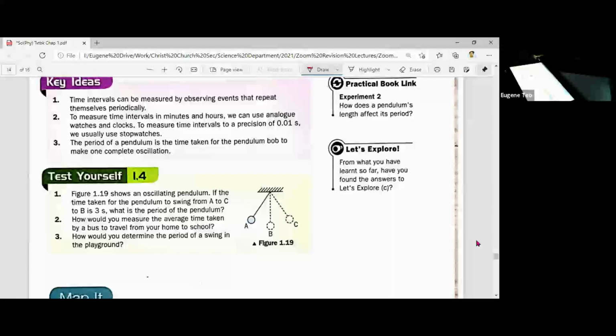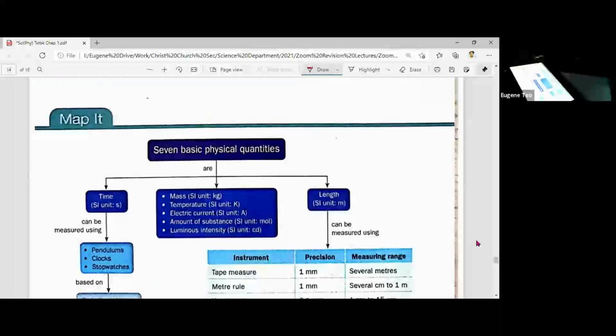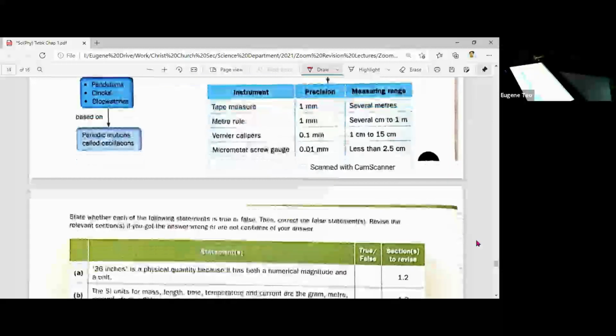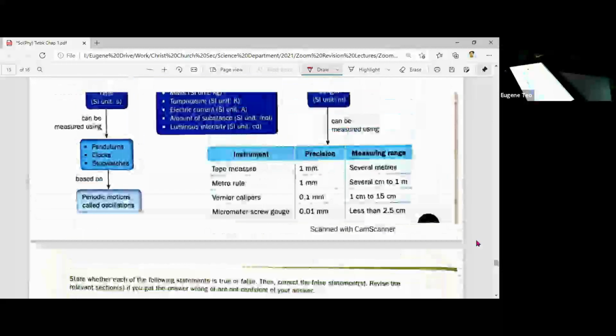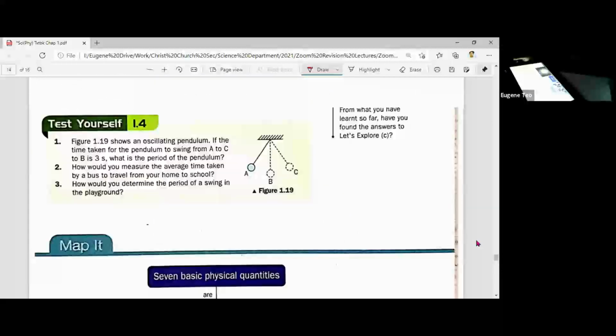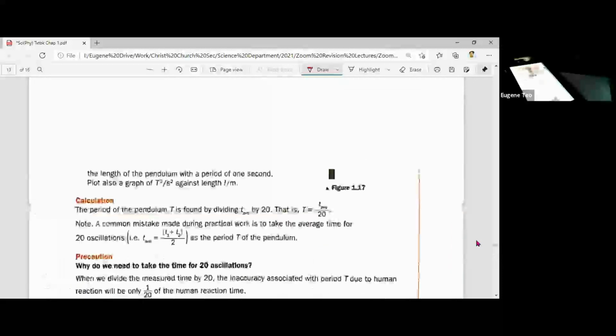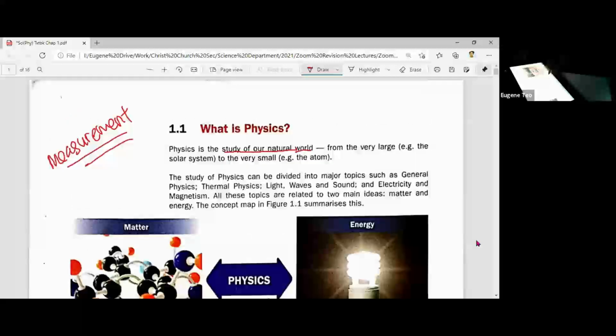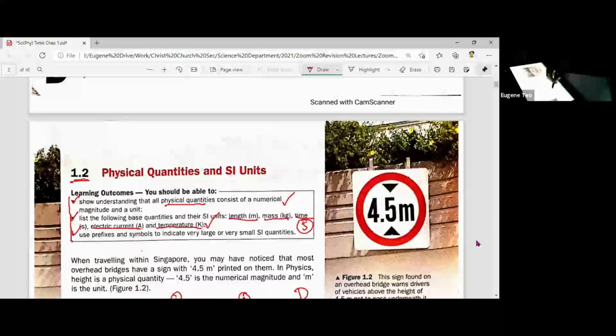So yes, I think we are at the end of chapter 1. Let me do a quick recap of what we have covered, going all the way back to the front. We learned what a physical quantity is. It consists of a numerical magnitude and a unit. We noted that there are a total of 7 base quantities, but only 5 main ones that we will be referring to quite a fair bit.